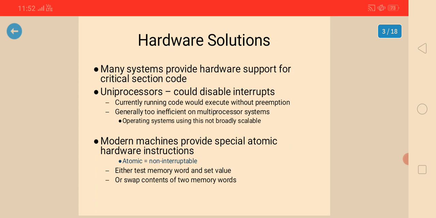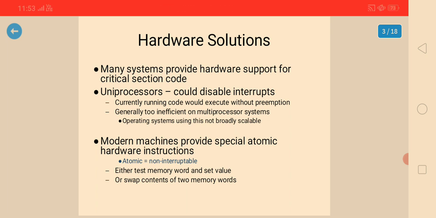The processes share common variables, and there are two ways we are going to solve this critical section problem. The first one is the software based solution, which includes Peterson's solution, and the second one is the hardware based solution. Today we are going to discuss the hardware solution, which is referred to as synchronization hardware or hardware synchronization.